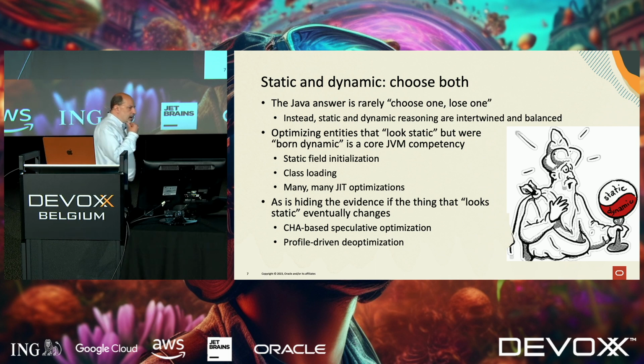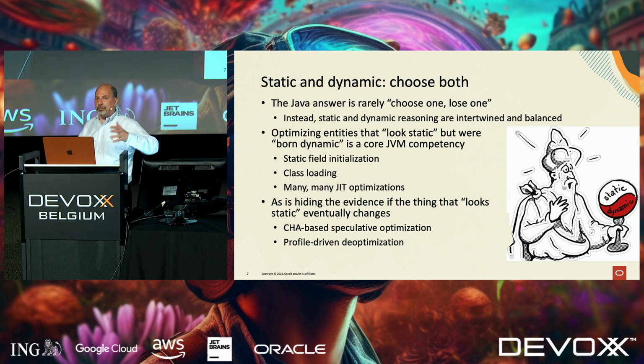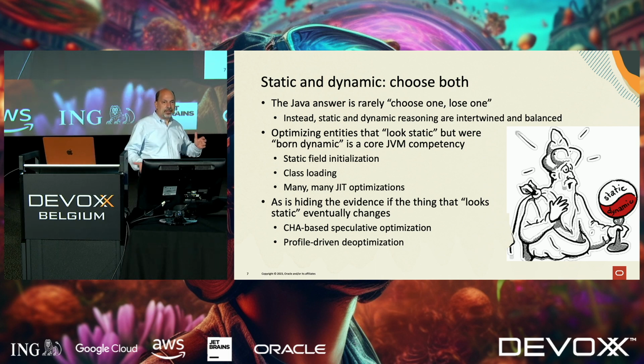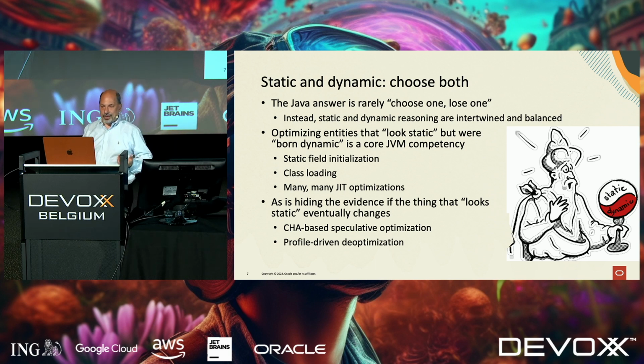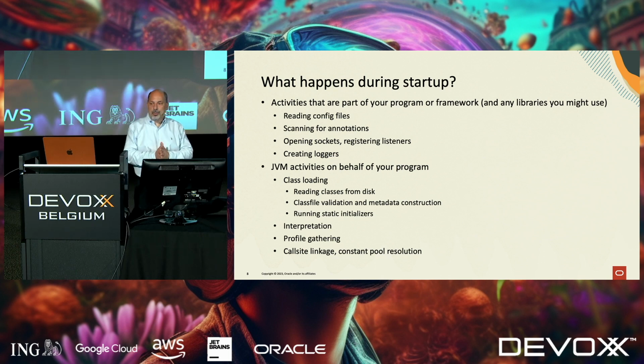Similarly, we may want to de-optimize on the basis of we gathered profile information, compiled code in a certain way, then we gathered more profile information and decide, you know what, that was a bad compilation. I can imagine a better compilation. I'm going to kick that code out of the code cache and recompile it. So this is business as usual in the JVM, balancing this static and dynamic reasoning. Okay, so none of this has anything to do with startup, right? Well, let's talk about what happens at startup.